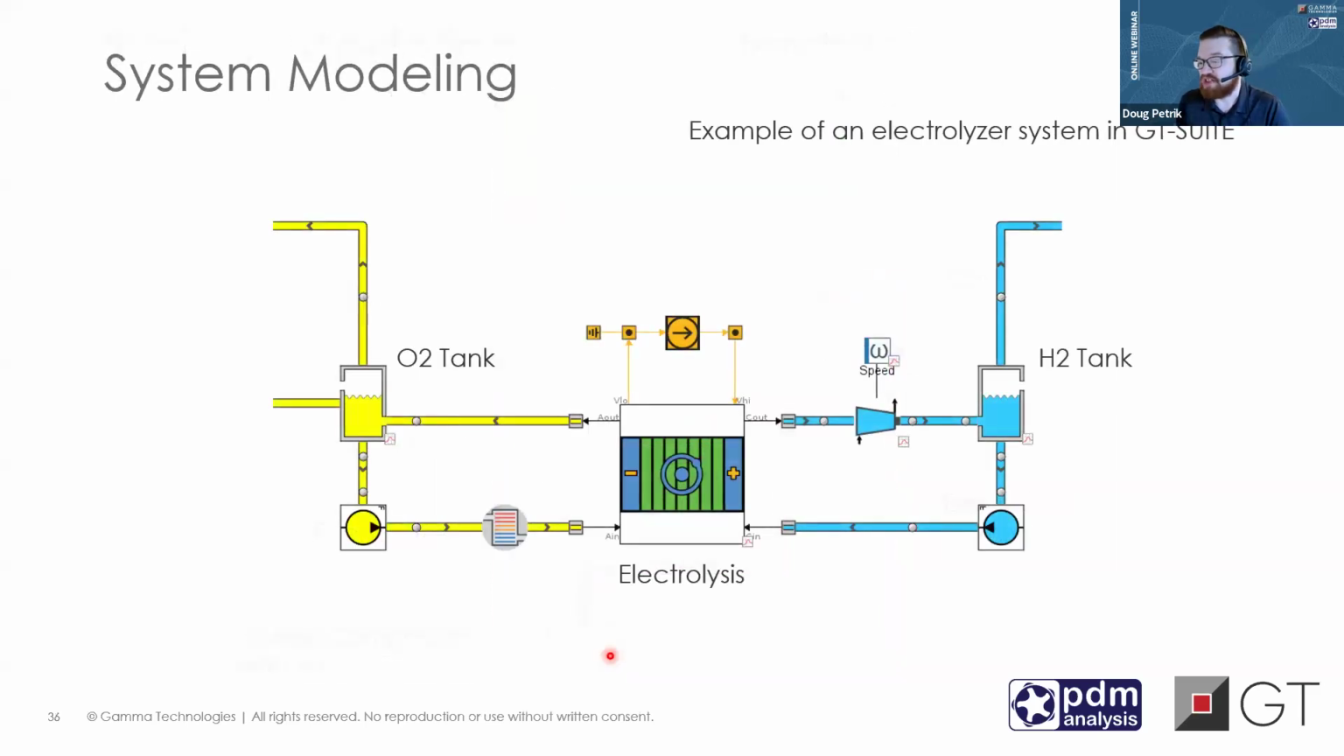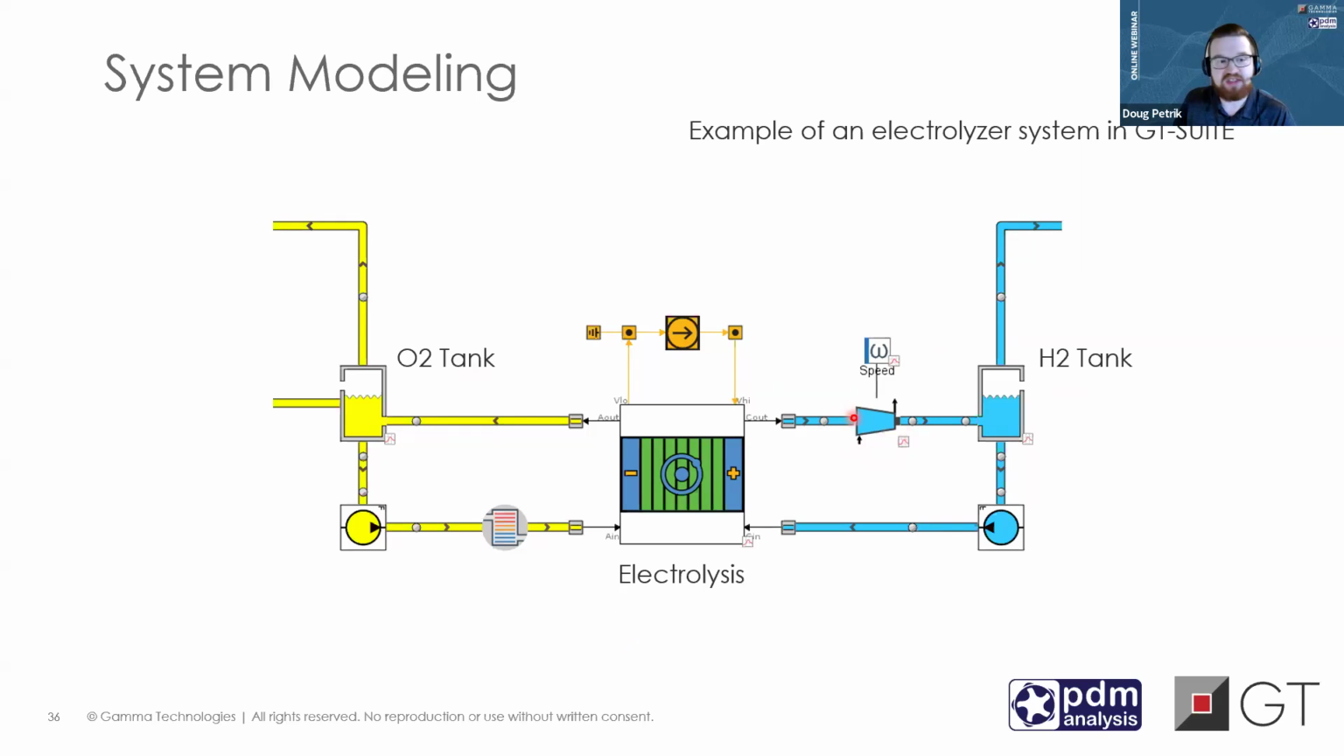Another model or system that may be suitable for analyzing a screw machine and understanding how the subsystems interact would be an electrolyzer system. During electrolysis, water is used to produce O2 and H2, and the hydrogen is used for something like a fuel cell or some other application. So you can model this electrolysis effect in GT Suite.